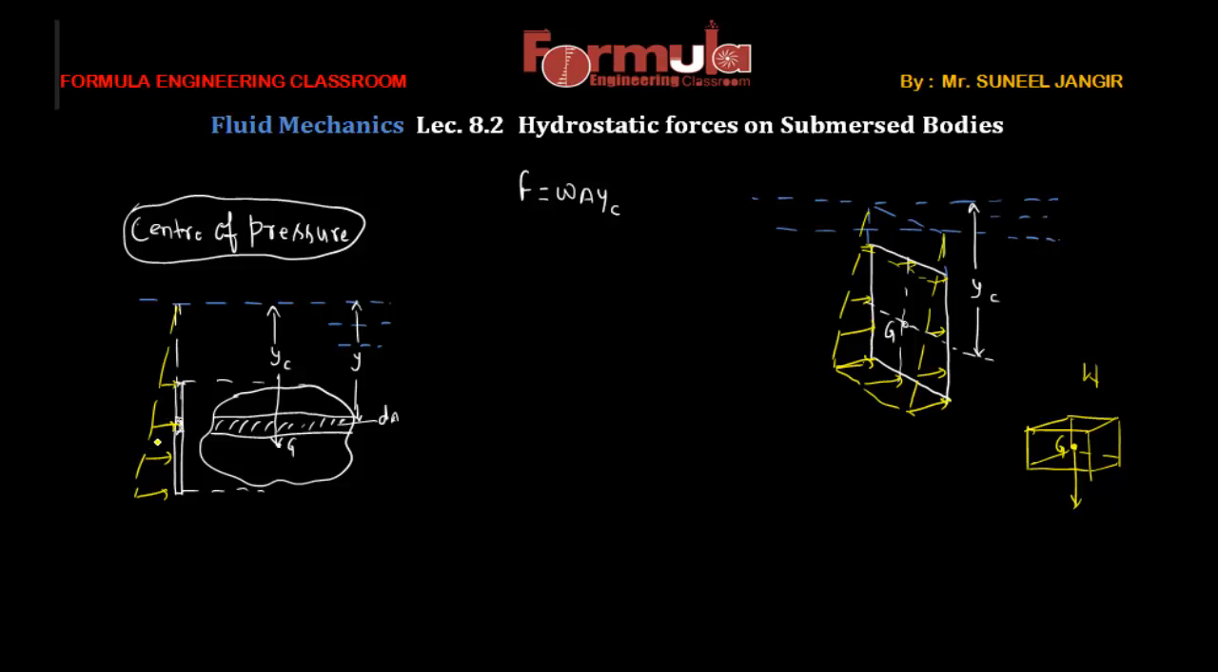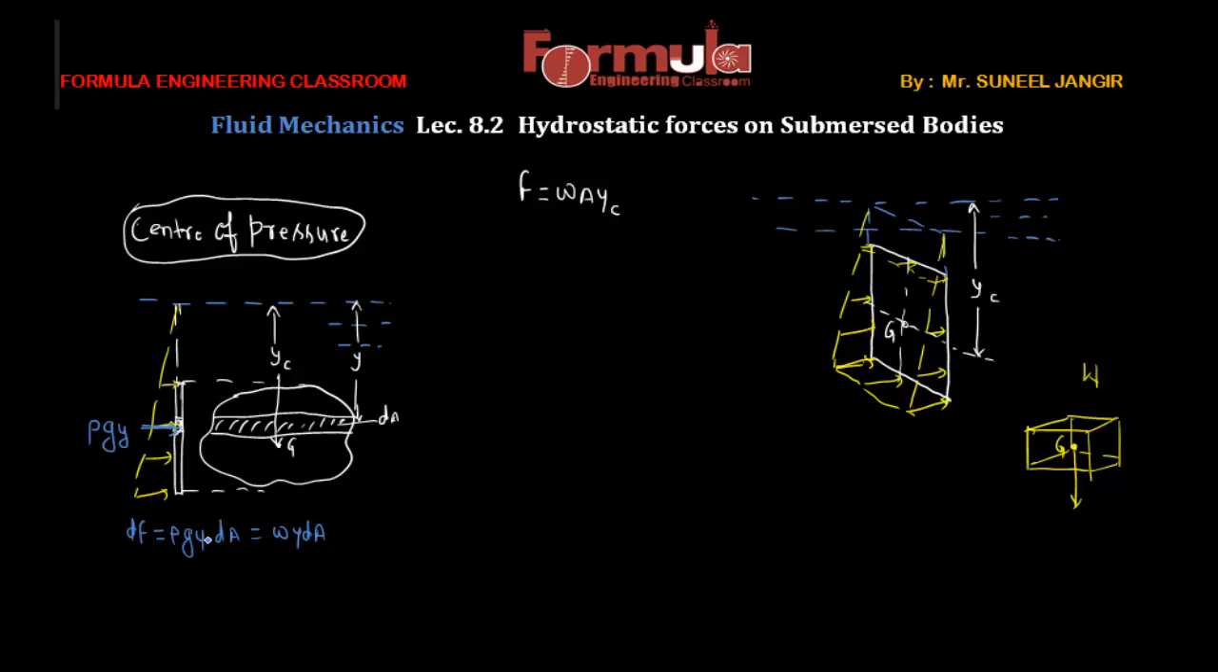Okay, now the pressure intensity at this strip, which is y distance below the free surface, we can say will be rho g y. Due to this pressure intensity, the elementary force acting over this element, dF, will be equal to the pressure intensity, that is rho g y, times the area of the strip, that is dA. So we can write this as W y dA.